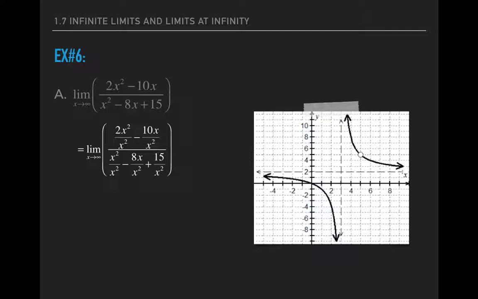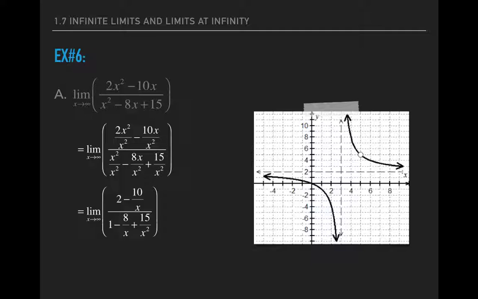And this is appropriate. You can do that. We're not changing our problem because we're doing the same operation to every single term. Now, when you simplify, you would have 2 minus 10 over x, all of that divided by 1 minus 8 over x plus 15 over x squared.